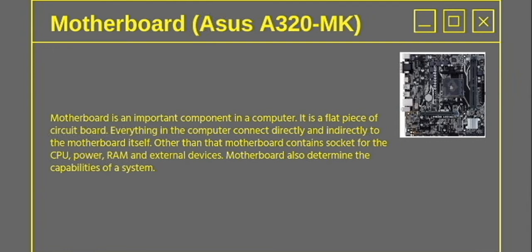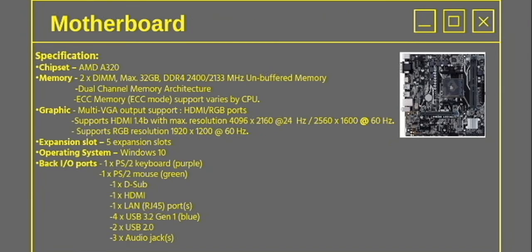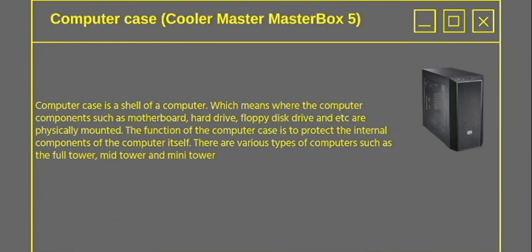Everything in the computer connects directly and indirectly to the motherboard itself. Other than that, motherboard contains socket for the CPU, power, RAM, and external devices. Motherboard also determines the capabilities of the system. This is the specification for the motherboard, from the chipset until the back I/O ports and everything.